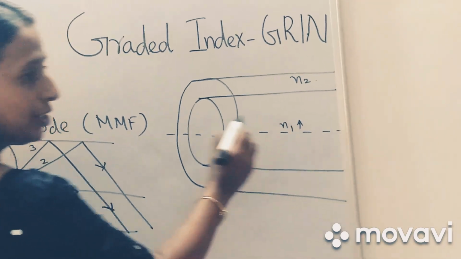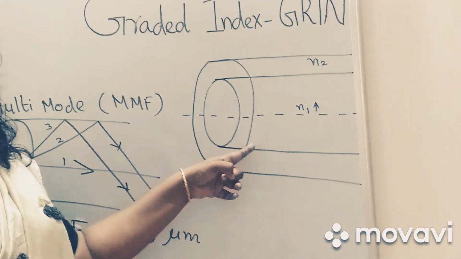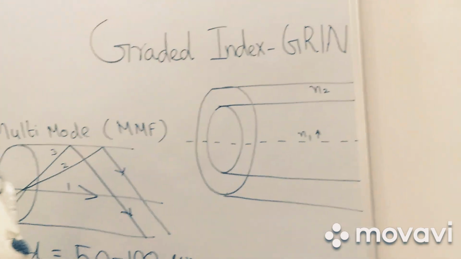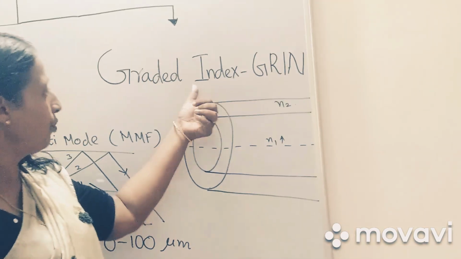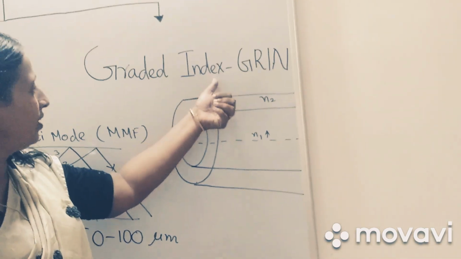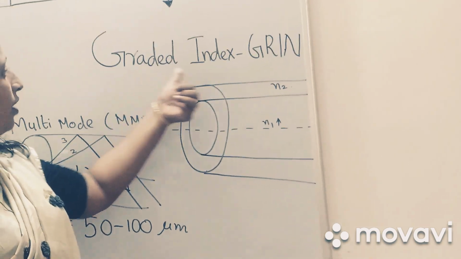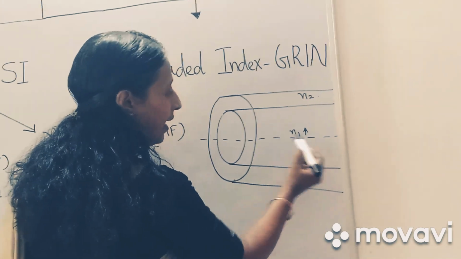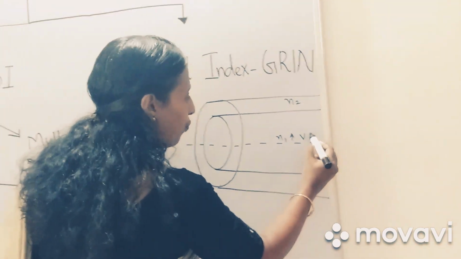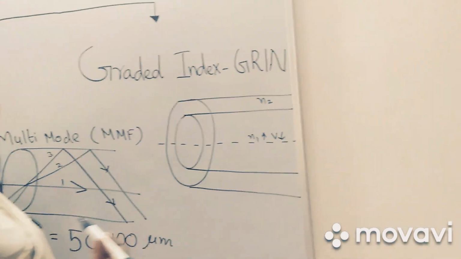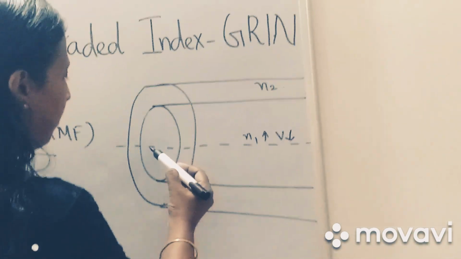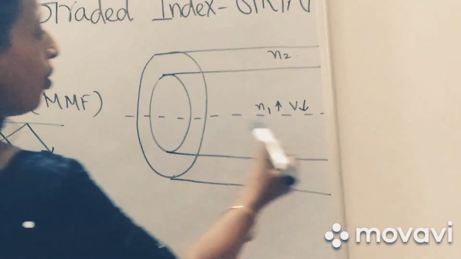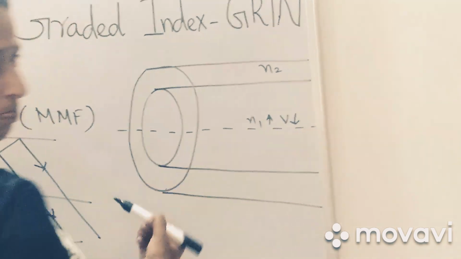The value of N1 is not constant in the case of graded index fiber. It is high at the center and gradually decreases towards the cladding region. So this is called graded index. Refractive index is graded. Refractive index is changing. That is why this fiber is called graded index fiber. Since the refractive index is very high at the center, the velocity of light decreases. So the axial ray travels with less speed. It covers the shortest distance, but it travels with less speed.